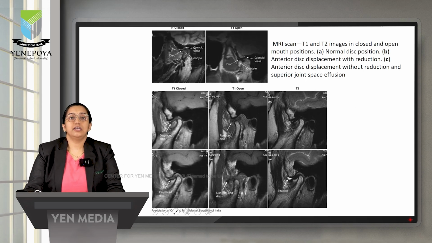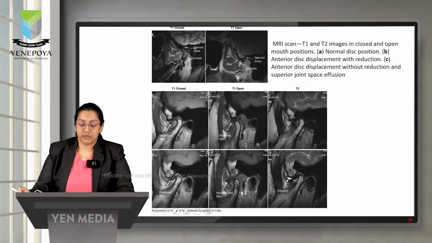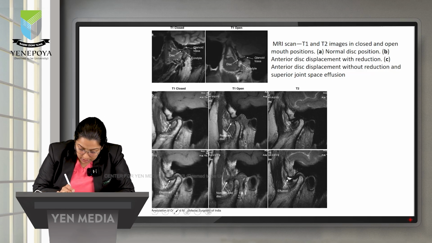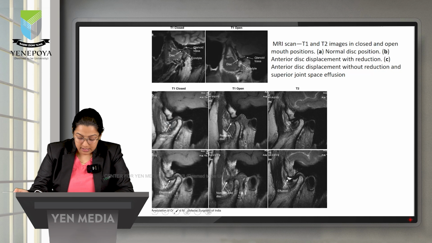Here, if you see the images, this is an MRI scan, the T1 and T2 images in closed and open mouth positions. So the first row gives us a normal joint scan wherein the disc position is normal. Here in the second row, you can see the anterior disc displacement with reduction. If you see here the disc has gone back to its normal position, whereas here the disc is anteriorly displaced.